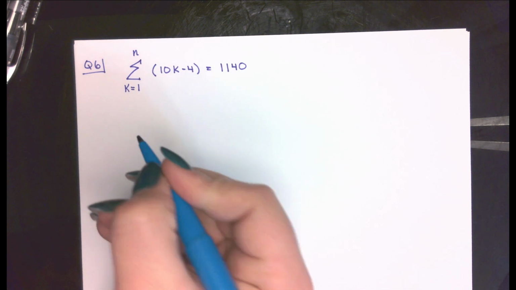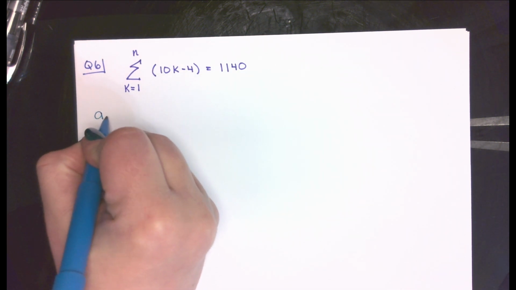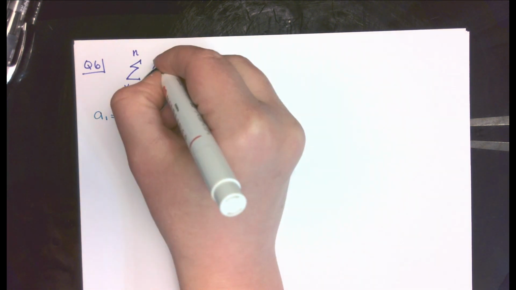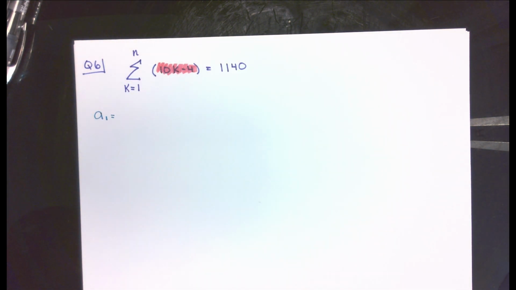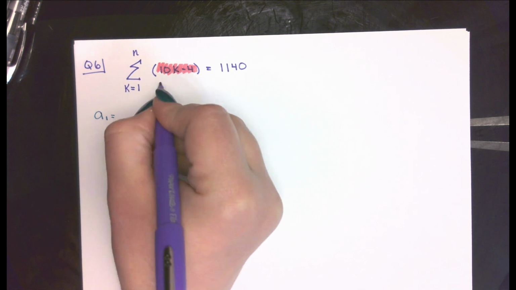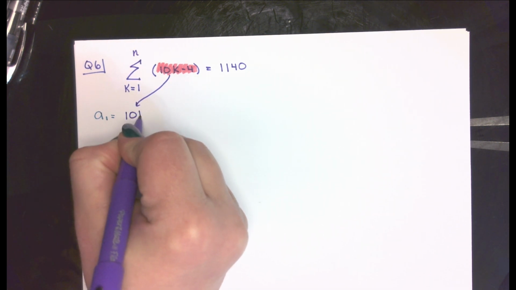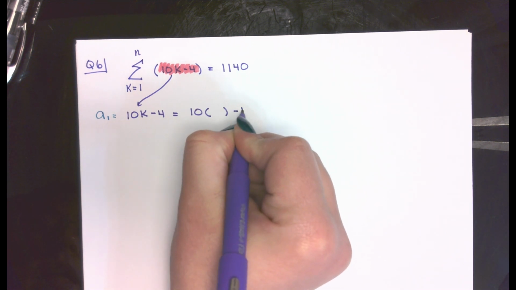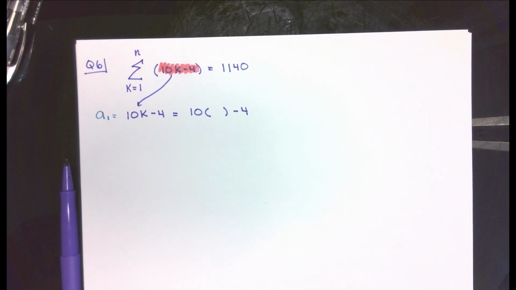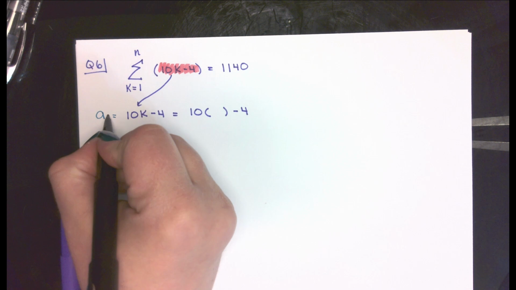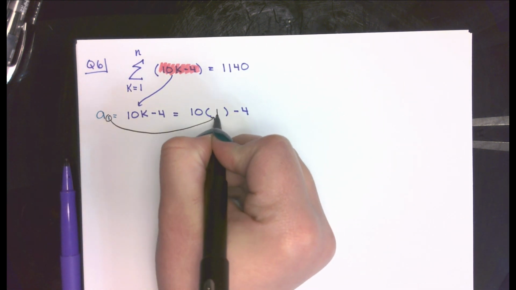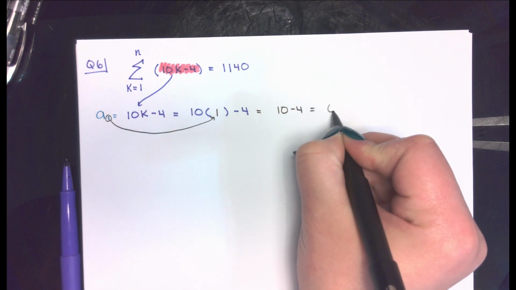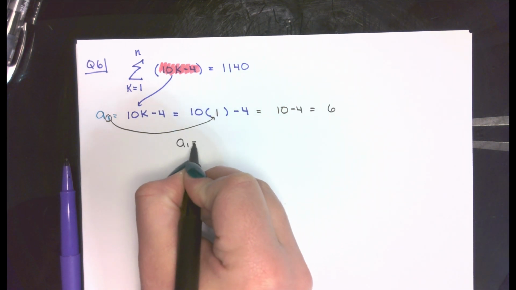So then, just like we did before, first thing you're going to do is solve for a sub 1. That means you're going to take your equation, the one that's given, your explicit rule. You're going to copy that down. And you're going to open up that variable, that k, and input your lower limit number. Now, our lower limit is 1. So we end up having 10 times 1 is 10 minus 4. We end up getting 6. So a sub 1 is 6.